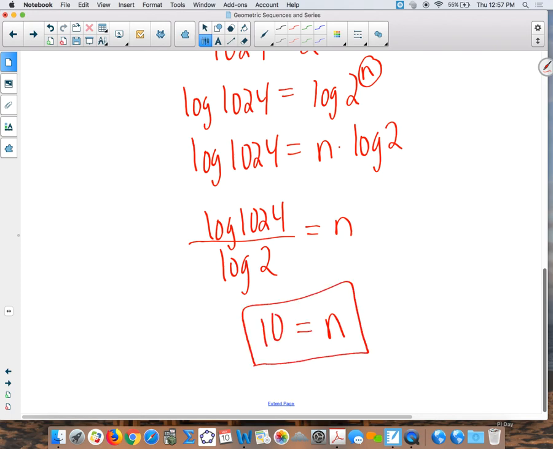Okay, remember, n is the number of the term. So n can never be negative, it cannot be a fraction, and it's not going to be 0. So if you get one of those values, you just want to double check and make sure that you didn't make any mistakes. And that wraps it up.